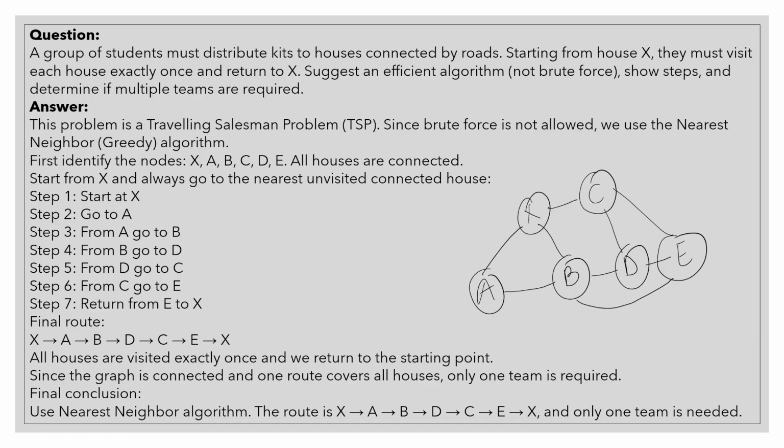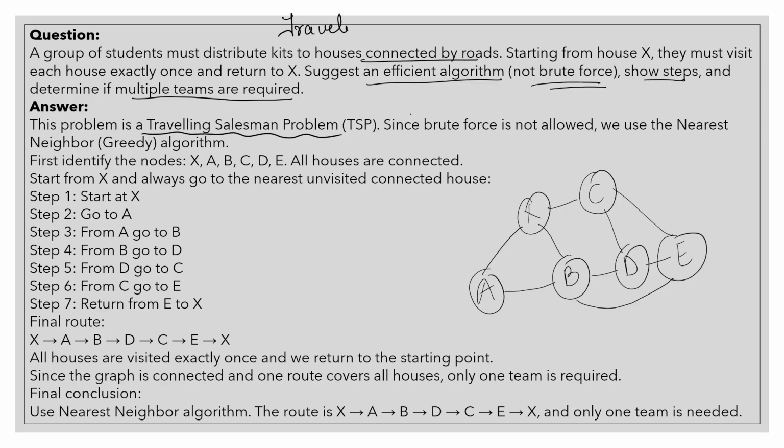Next question. A group of students must distribute kids to houses connected by roads. Starting from house X, they must visit each house exactly once and return to X. If you have read this type of problem, that is the traveling salesman problem, TSP, written here. Suggest an efficient algorithm, not brute force. Show steps and determine how many teams are required.